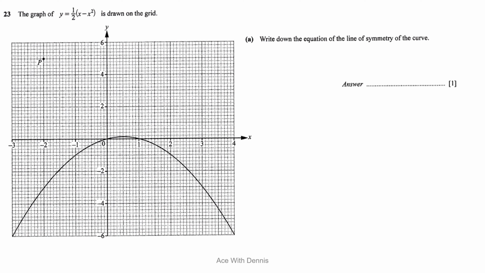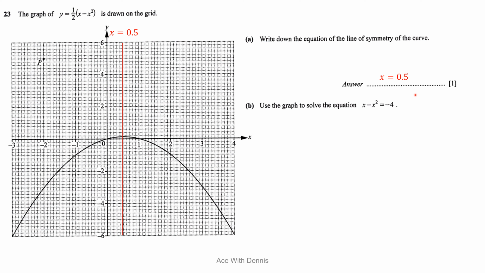1 mark. So the first thing we need to do is draw the line of symmetry of the curve. So here is the line of symmetry of the curve. We find that this line passes through the x-axis at 0.5. Hence, the equation of this straight line is x equals 0.5. So the answer would be x equals 0.5.